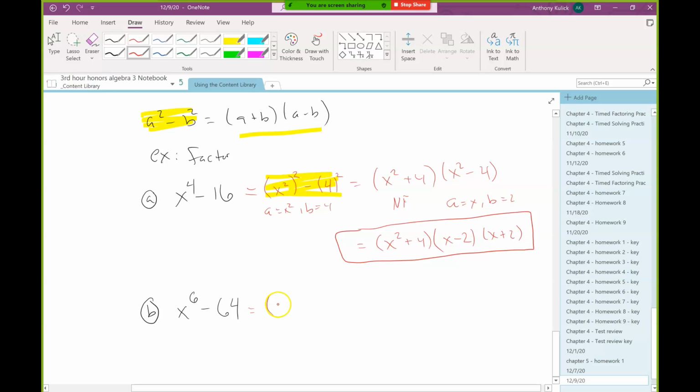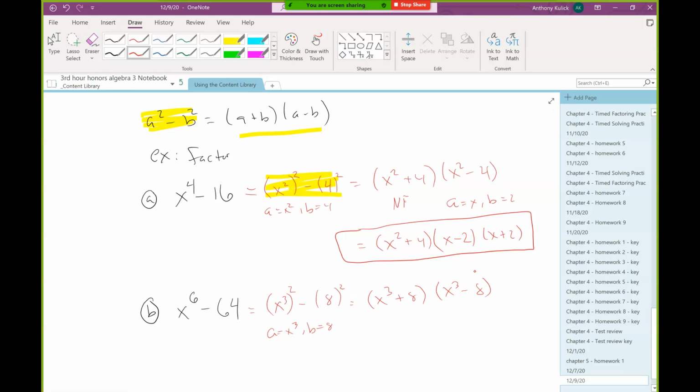So I need to write x to the sixth as something squared. Well, I know x to the third times x to the third is x to the sixth, so I can write x to the sixth as x to the third squared. 64 is just 8 squared. So my a is x cubed, and my b is 8. So I can refactor this as x cubed plus 8 and x cubed minus 8.